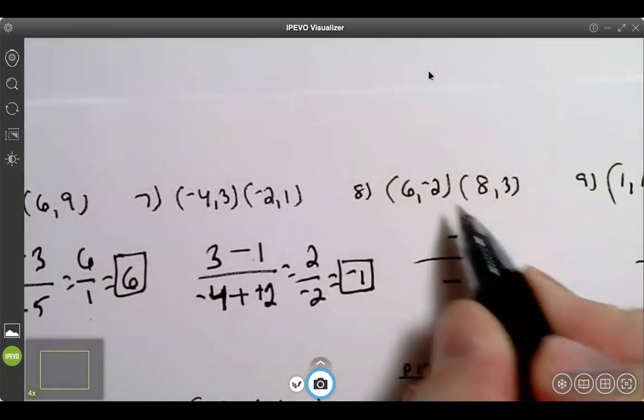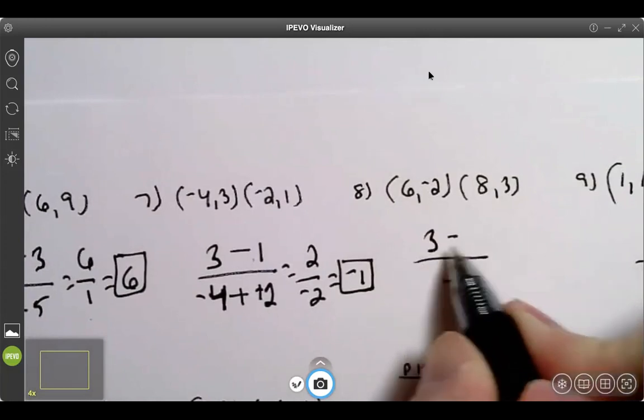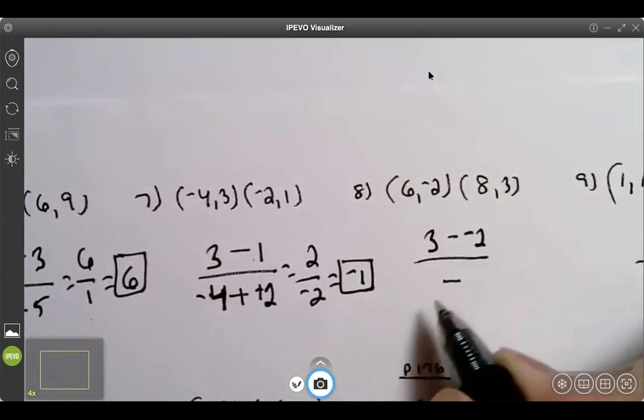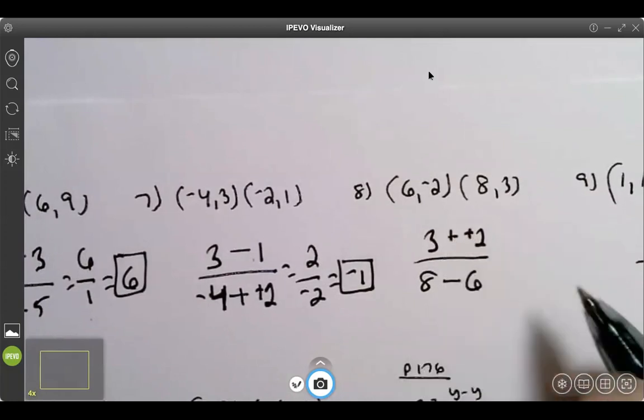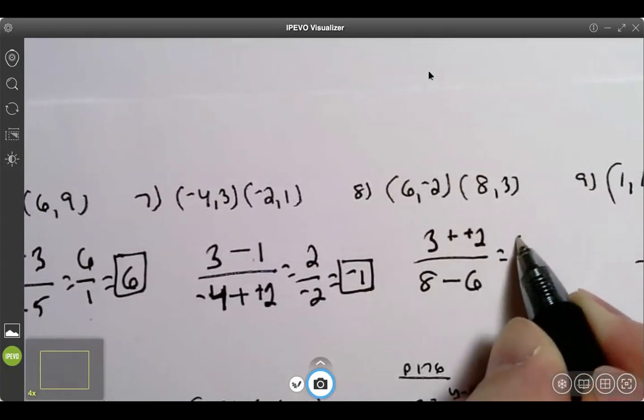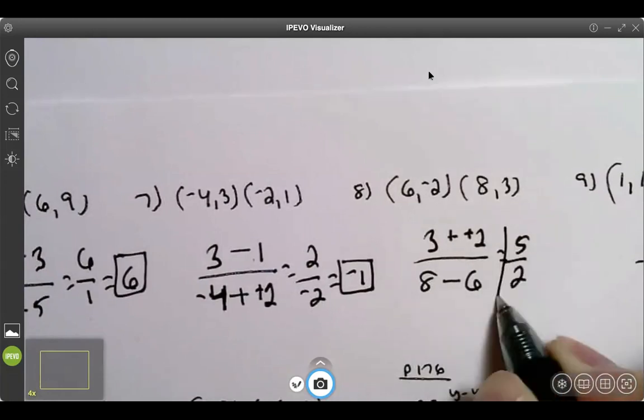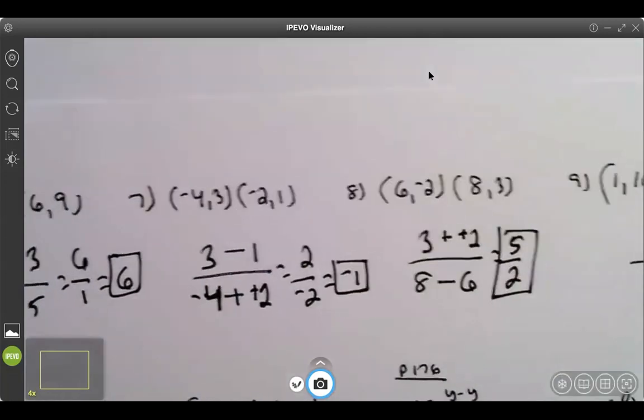Try number 8. I'm going to go right to left. 3 minus -2 on the y's, 8 minus 6 on the x's. Minus negative becomes plus positive. 3 plus 2 is 5. 8 minus 6 is 2. Your slope is 5 over 2.